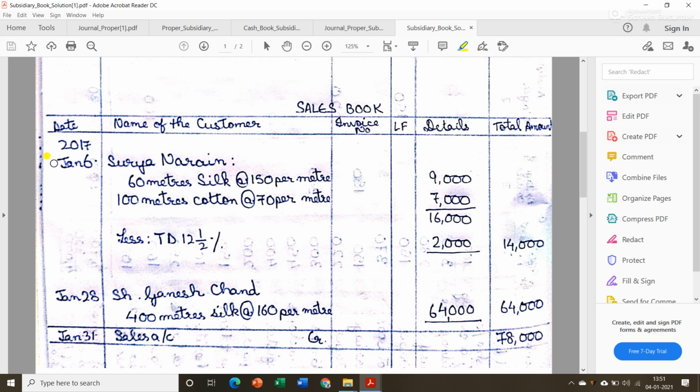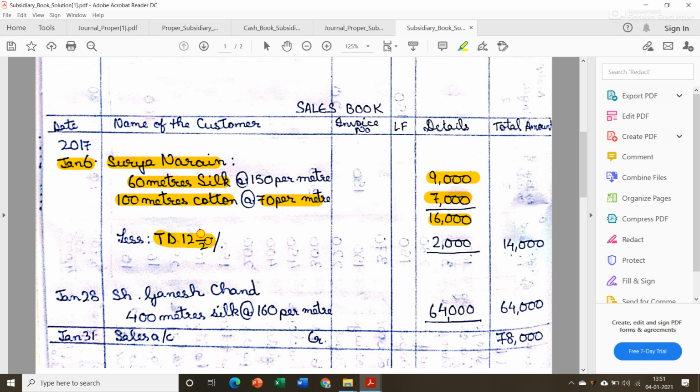In the first column we will have the date, that is January 6th. Then next, the name of the customer. So first one, the customer is Surya Narayan. Then we are selling him 60 meters of silk at the rate of 150 per meter, that is 9,000. Then 100 meters of cotton at 70 per meter, that is 7,000. After adding we got 16,000.